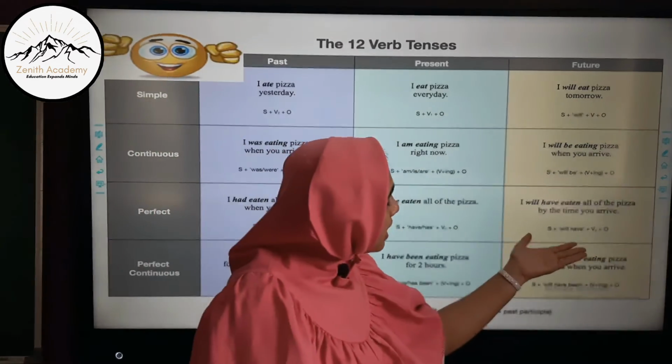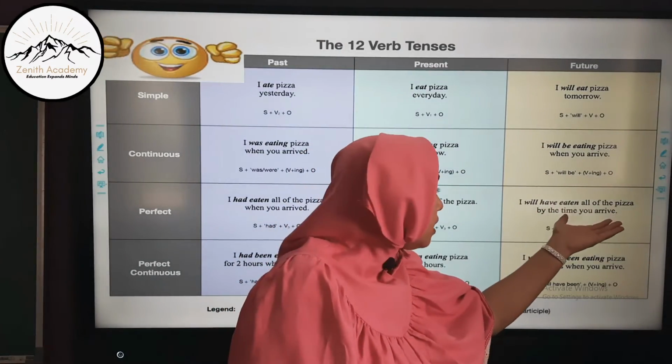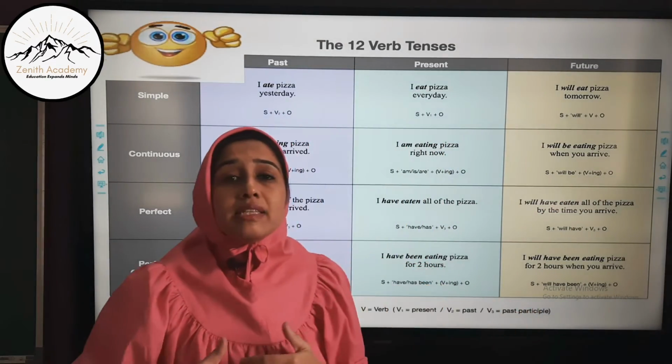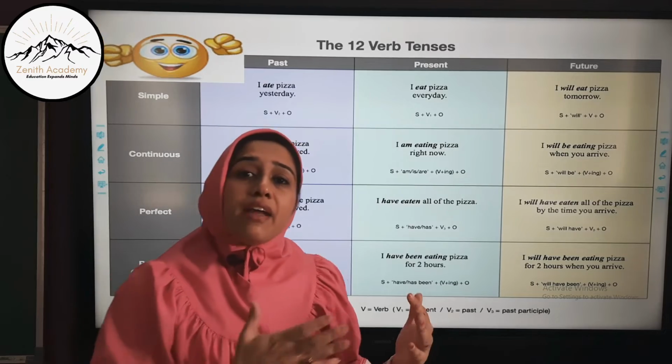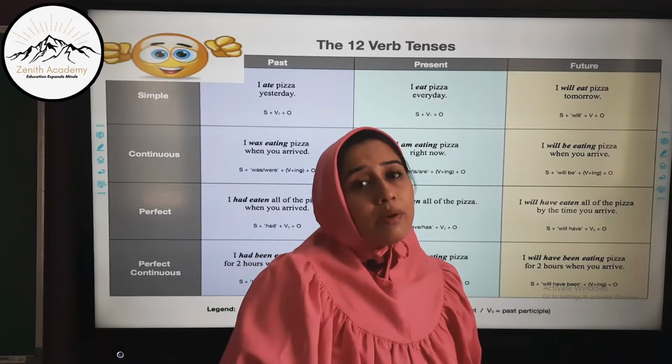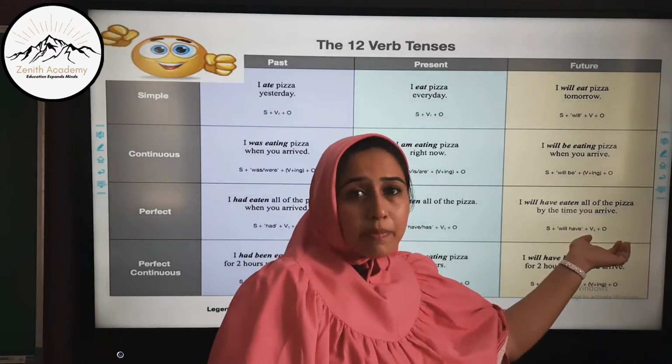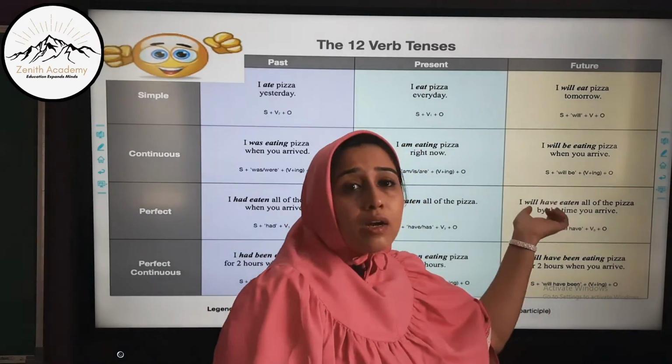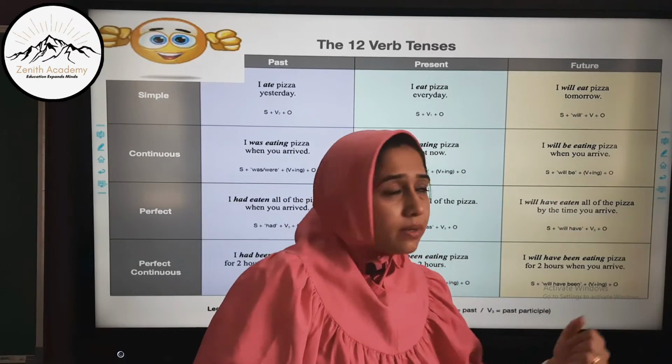In future tense it will become I will have eaten all of the pizza, which means I am already announcing that I will have eaten all of the pizza. Eaten, the past participle, remains the same, and will shows the future action.